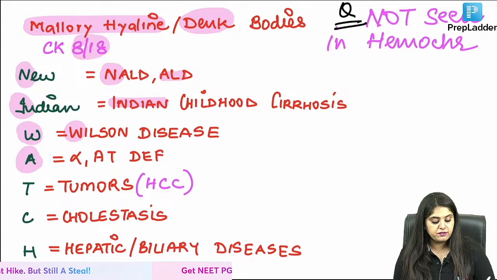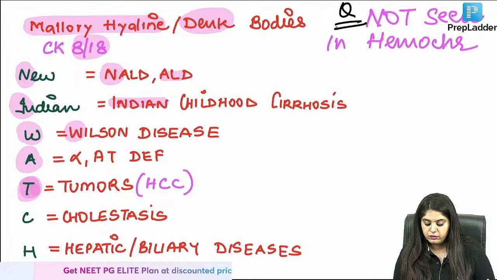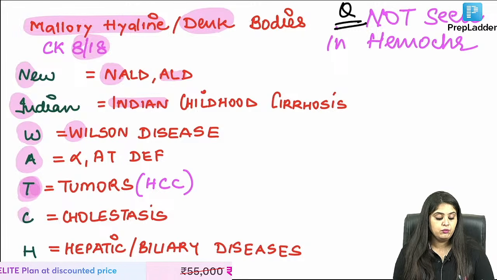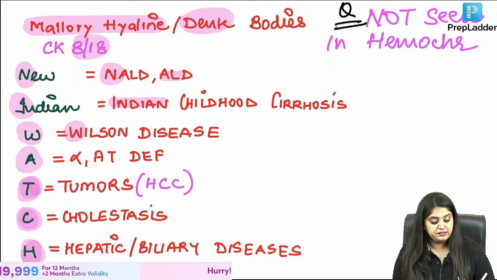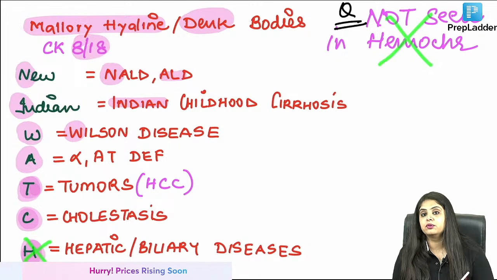Coming to tumors, of course, everything is in the liver. So, ma'am, liver is going to be HCC. What else can happen in the liver? Cholestasis and hepatic or biliary diseases. The H is not for hemochromatosis.